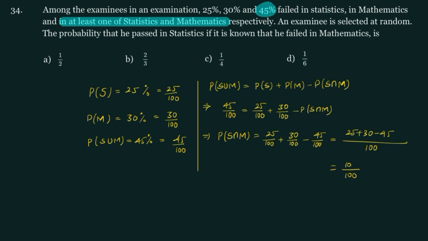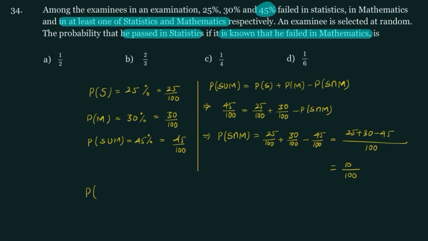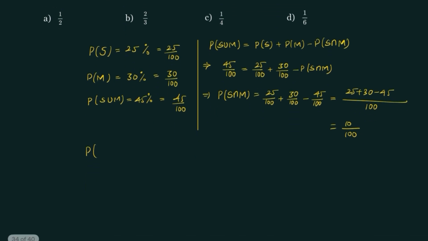Now the question is asking to find the probability that he has passed in statistics if it is known that he failed in mathematics. So here's a condition given that he has failed in mathematics. So that means we have to find the probability that he has passed in statistics. Now since S is the event where a student has failed in statistics, we will write S bar. So S bar means the student has passed in statistics. And what is the condition given? The condition is that he has failed in mathematics. So we have to find the value of P of S bar given M.